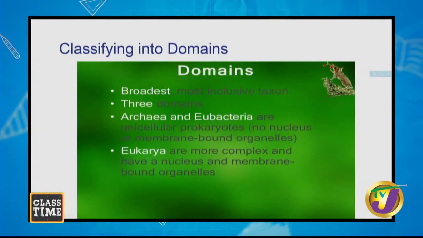So there are three domains, or three broad groups, in which organisms are classified. You have the archaea and eubacteria, and you have the eukarya, where most of the living organisms are classified. And this word may sound strange to you, but you have come across it already, because when you were doing cells, you were introduced to prokaryotic cells and eukaryotic cells. Right? Prokaryotic cells are cells that form within this domain right here of archaea and eubacteria.